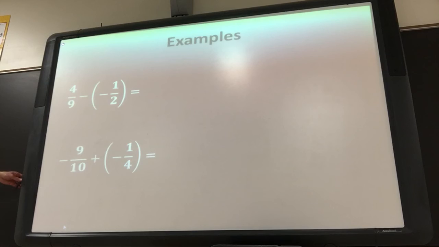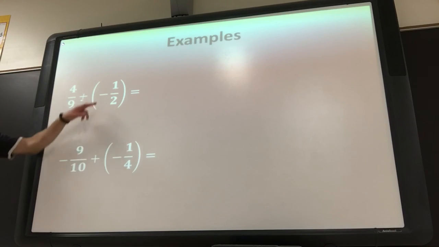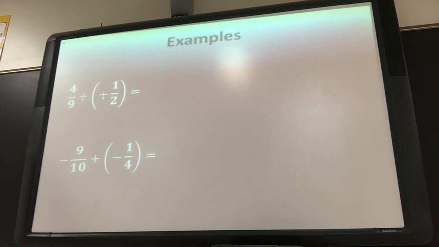Okay, for our first one here, 4/9 minus -1/2. Make sure you change those two things because subtraction. Change the minus sign to a plus sign. That -1/2 becomes a positive 1/2. So now it's really just an addition problem. 4/9 plus 1/2. For 9 and 2, what will be our common denominator?